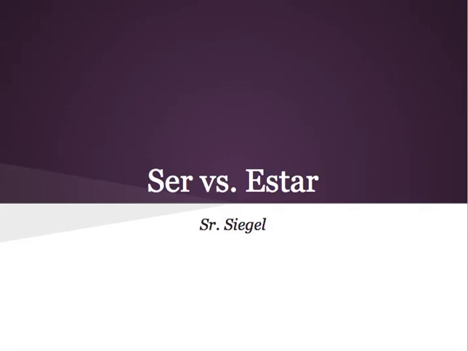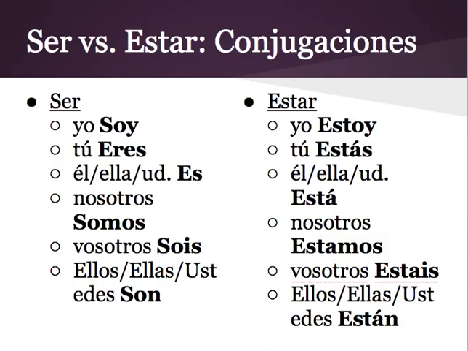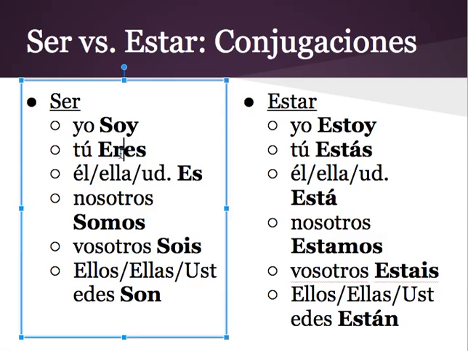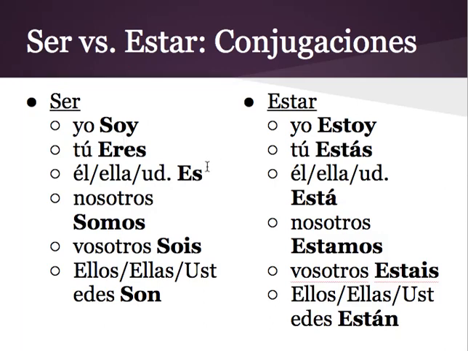So, first thing that we need to do is look at the conjugations of these verbs. Ser and estar are both what we would call irregular verbs. We're conjugating them right now in the present tense, in the present indicative. So, let's take a look at ser. We know that yo is I, tú is you, él, ella, usted is he, she, you formal. These are the conjugation forms. Yo soy, tú eres, él, ella, usted es, nosotros somos, vosotros sois, ellos, ellas, ustedes son.